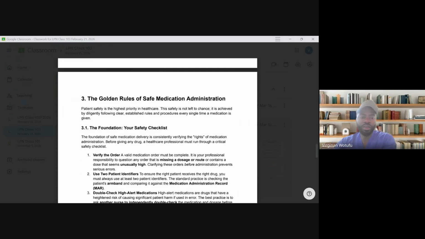Good. So in our safety checklist as LPNs or RNs, you always have to verify the order. The order must be complete. It's your responsibility to question any order that you don't understand or that has a missing dose. Don't just carry out an order without understanding it. If you notice any discrepancy, you should always clarify before administering, to prevent medication errors or serious errors.